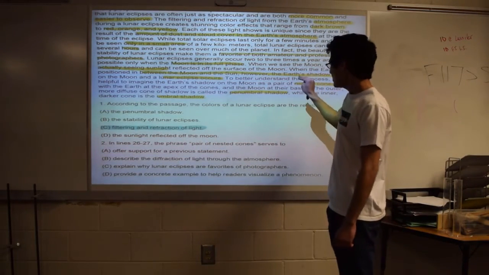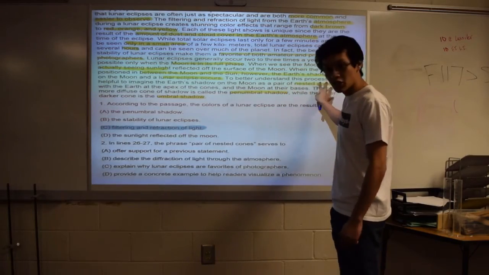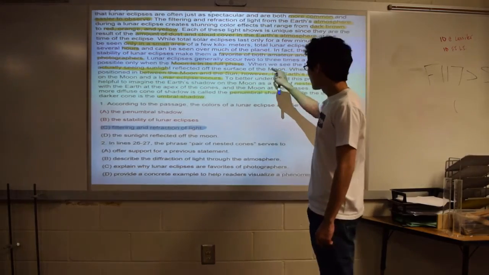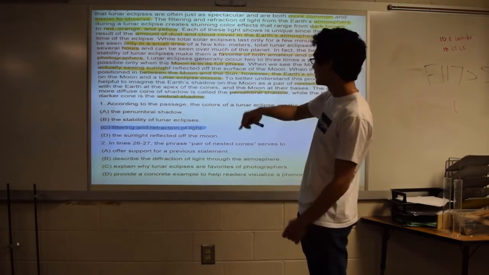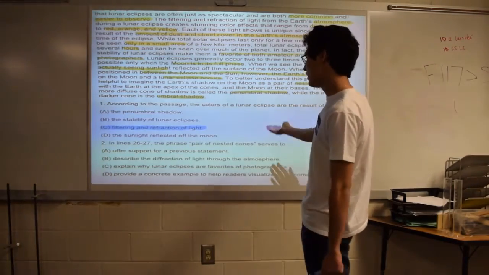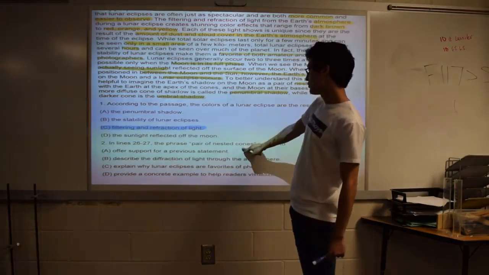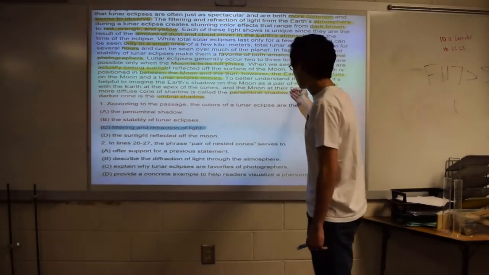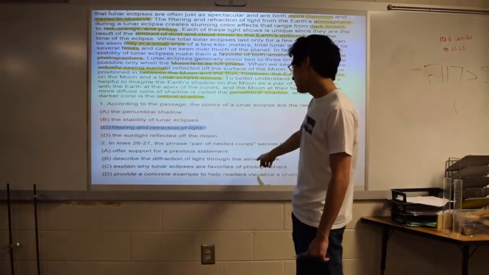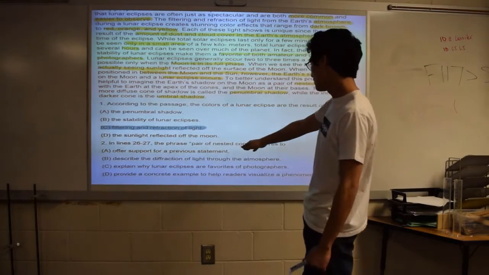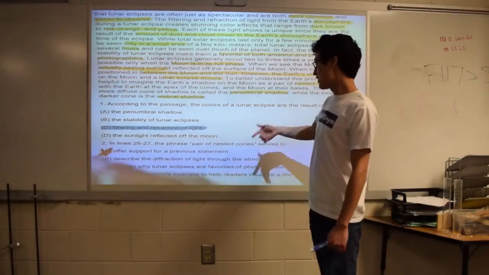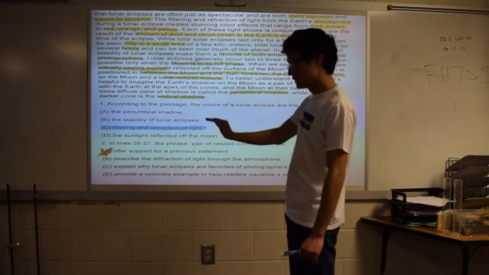So this nested cones thing is a sort of analogy that they're using to explain the concept of why lunar eclipses occur. So does that seem like any of the answer choices? A, offer support for the previous statement. It's not offering anything supportive, it's just explaining something. So it's not A. B, describe the diffraction of light through the atmosphere. It's talking about lunar eclipses and not light diffusing through the atmosphere, so we can cross that one off too.